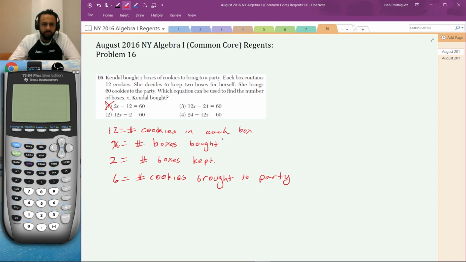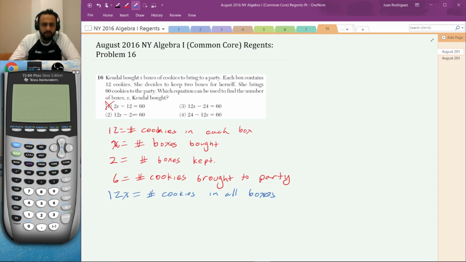Now if we look at number 2, we see 12x. Well, 12 is the number of cookies in each box, and x is the number of boxes bought. So 12x does mean something relevant to this problem. 12x is the number of cookies in all the boxes. So that does mean something physically significant to this problem.